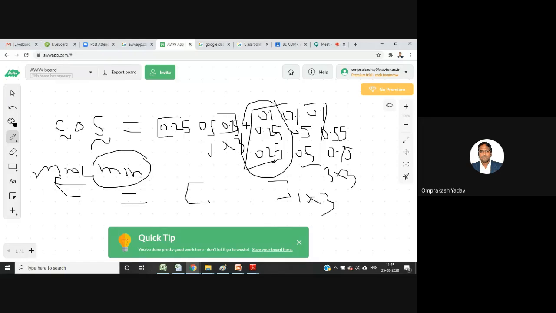So for example, 0.25 and 0.1. What is the min value? 0.1. Then 0.5 and 0.25, minimum is 0.25. Then 0.75 and 0.25, minimum is 0.25. Now out of these three, what is the max value? It's 0.25. So I'll write it over here.